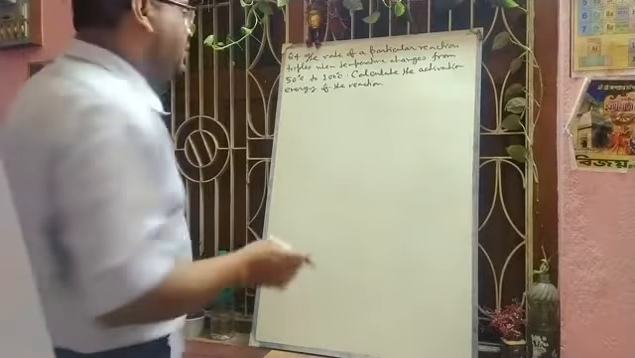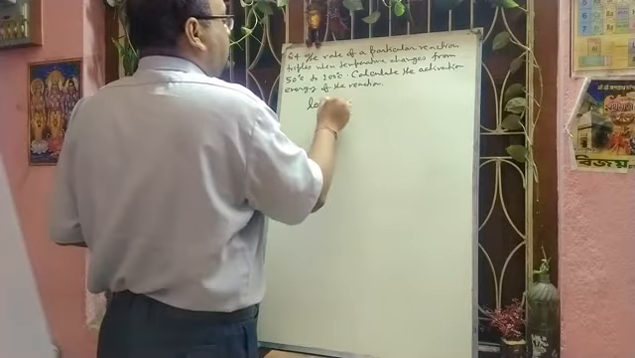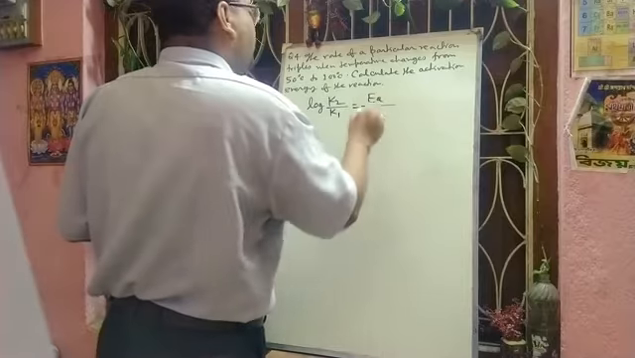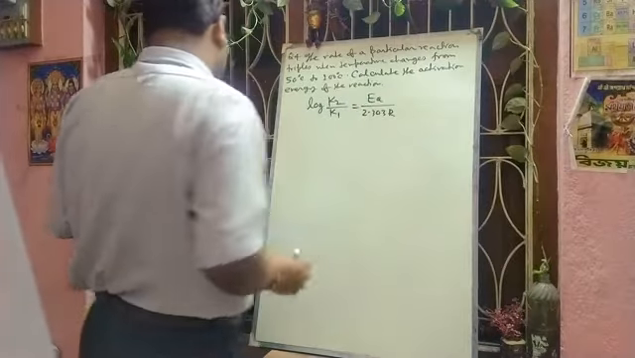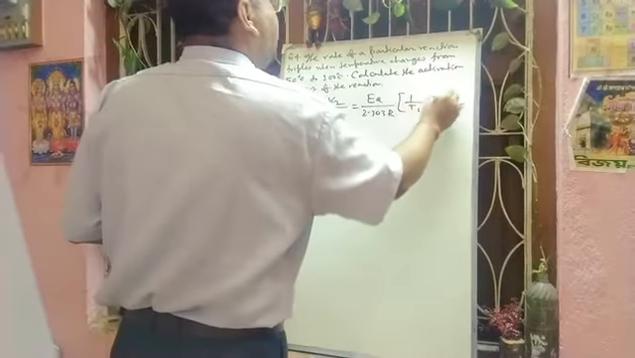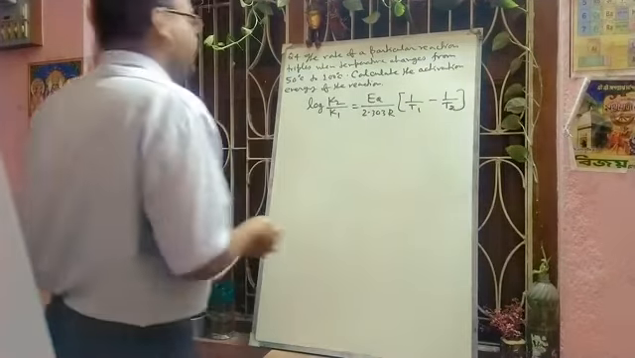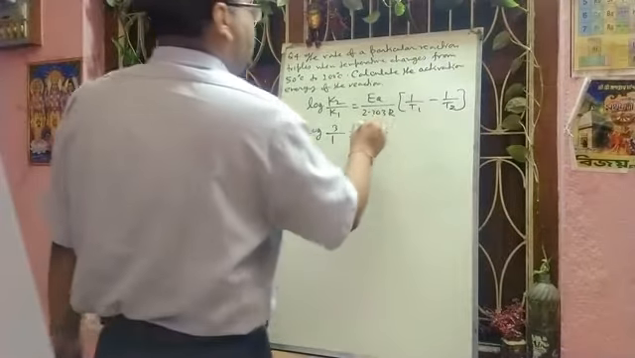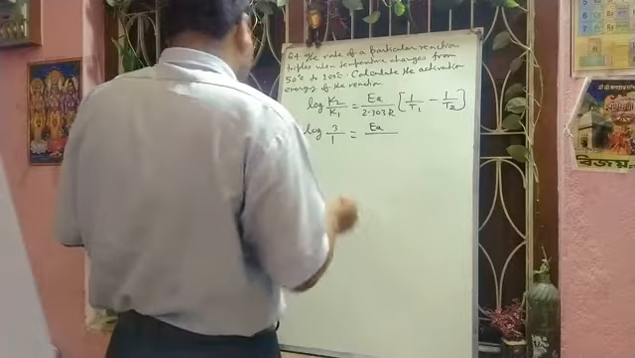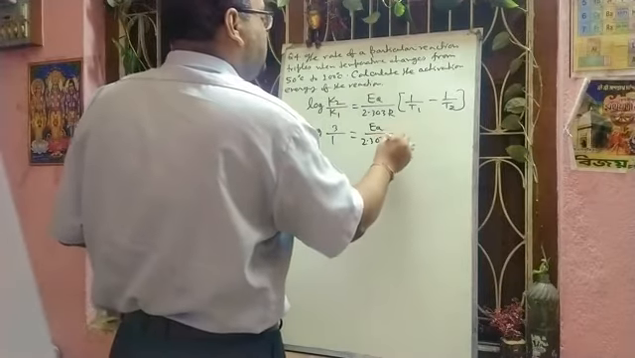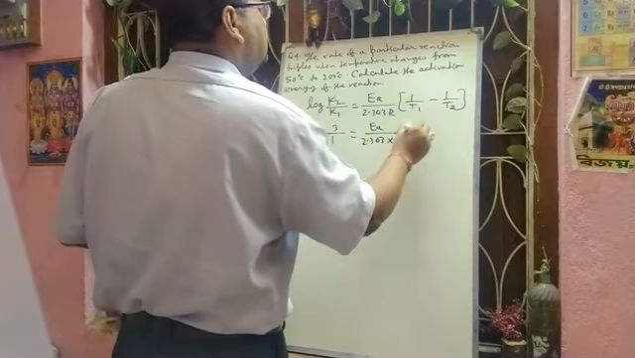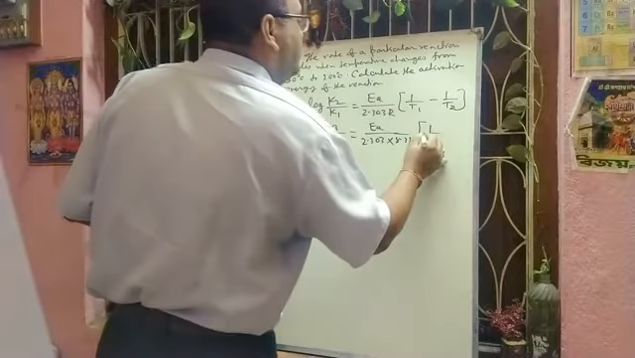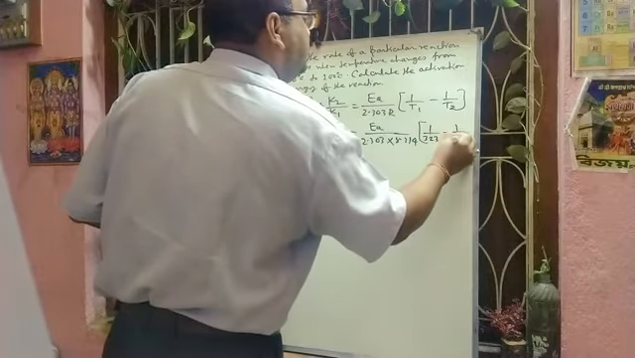Okay, so here you have to follow this rule, that is log K2 by K1 will be equal to EA divided by 2.303 R, into 1 by T1 minus 1 by T2. So here it will be log 3 by 1, EA we have to calculate, and 2.303, R value is 8.314. T1 and T2 you have to convert into Kelvin. One will be 323, another will be 373 Kelvin.